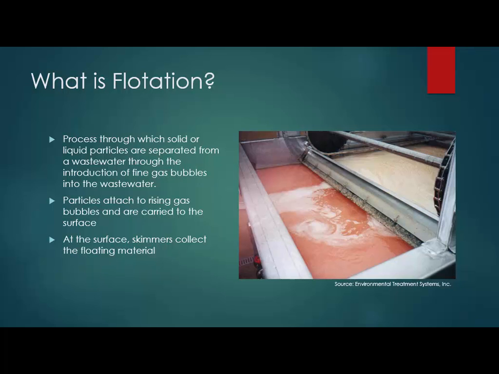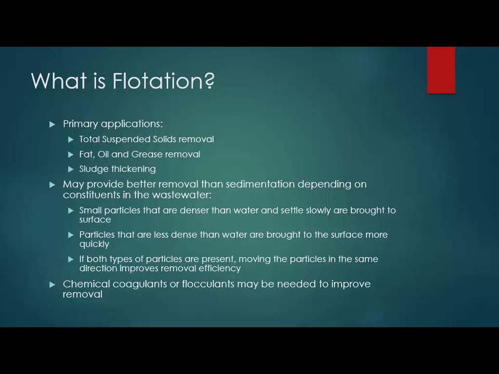Once they reach the surface, a skimmer system is used to collect the material for processing or disposal later on. In this picture right here, you can actually see the skimmer system, and this yellowish material back here is the particles that have been brought to the surface. Flotation is typically used in applications where you need to remove total suspended solids, oils and greases, such as industries where you may have food and beverage manufacturers or oil and gas operations. It's also used in municipal operations to thicken the sludge.